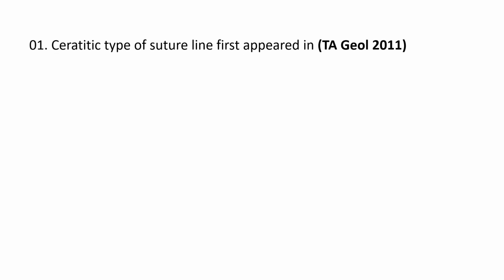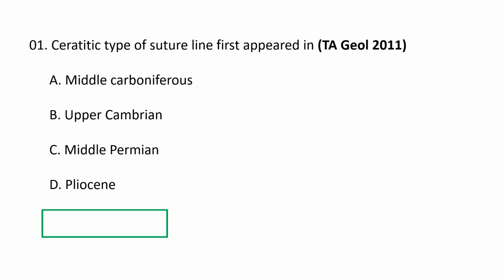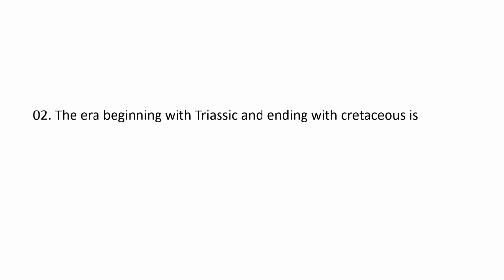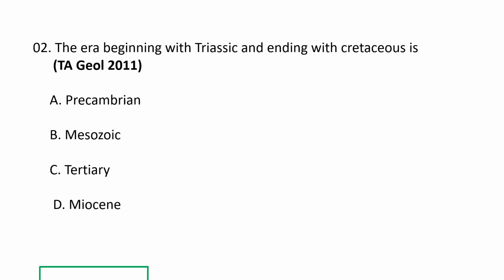Serratitic type of suture line first appeared in A. Middle Carboniferous, B. Upper Cambrian, C. Middle Cambrian, D. Pliocene. Serratitic type of suture lines, they have first appeared in Upper Cambrian. B is the correct option. Next question. The era beginning with the Triassic and ending with the Cretaceous is A. Precambrian, B. Mesozoic, C. Tertiary and D. Miocene. Era beginning with the Triassic and ending with the Cretaceous is B. Mesozoic.